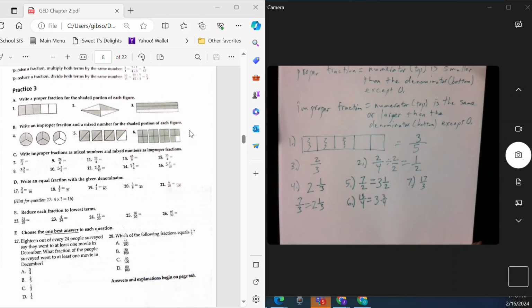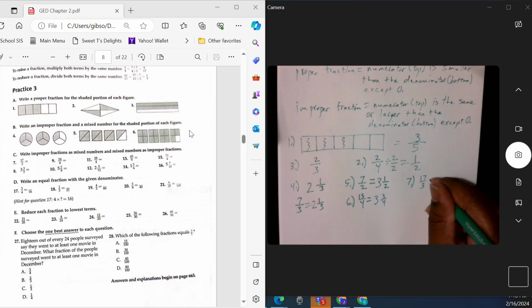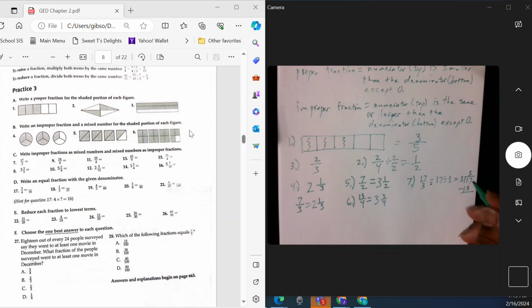To write this as a mixed number, we would change this to division. We know 17/3 is the same thing as saying 17 divided by 3, which is the same thing as saying 3 into 17. So fractions are just another extension of division. So we know 3 goes into 17 5 times. 5 times 3 is 15. 17 minus 15 is 2. So we have 5 remainder 2.